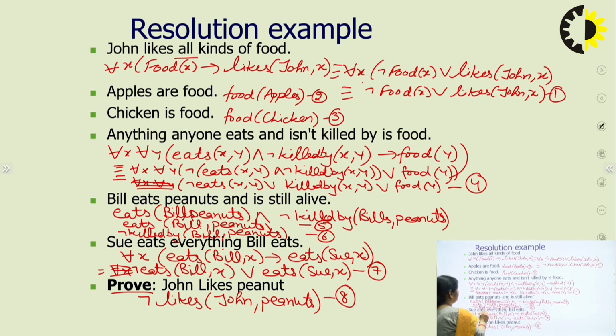Bill eats peanut. Next, not killed by Bill, peanuts. Then not of eats Bill, comma X, or eats CUX, not likes John, peanuts. Now we are having all these propositions. So now finally we will standardize all apart.